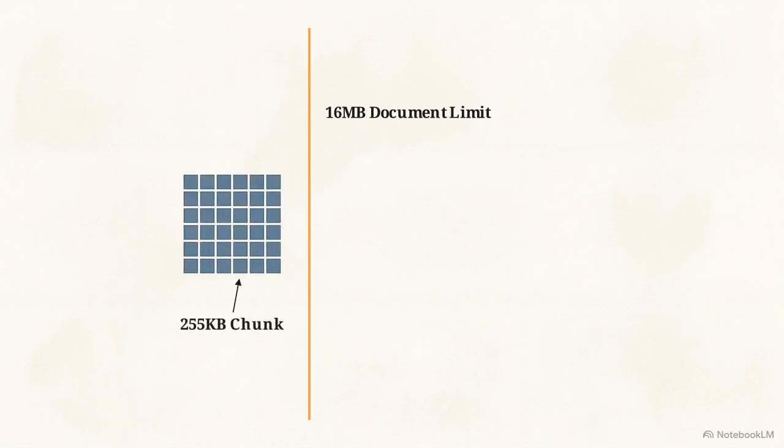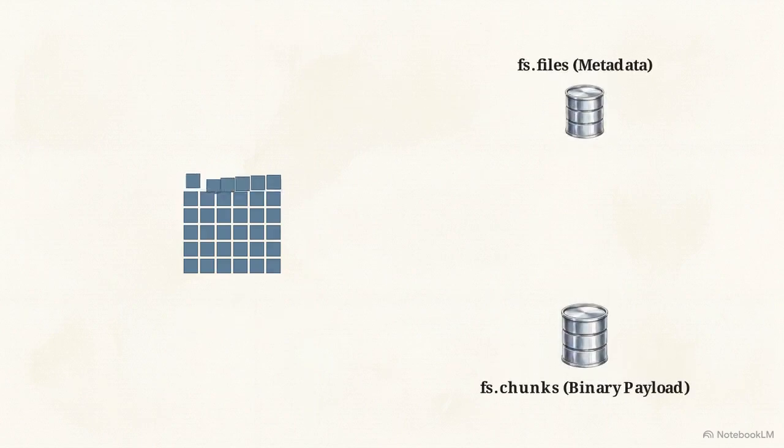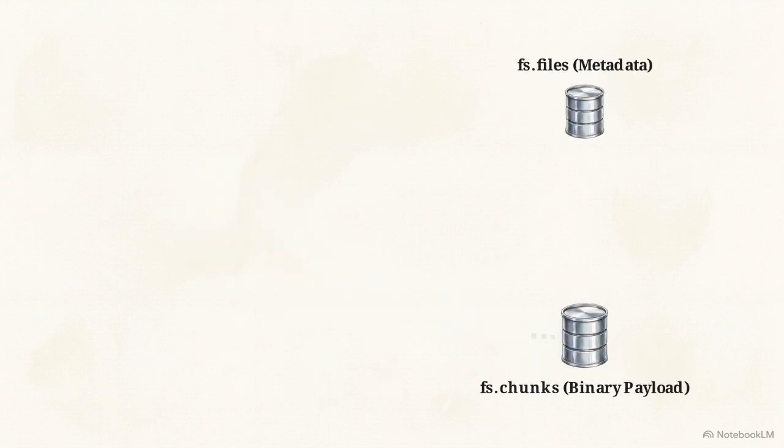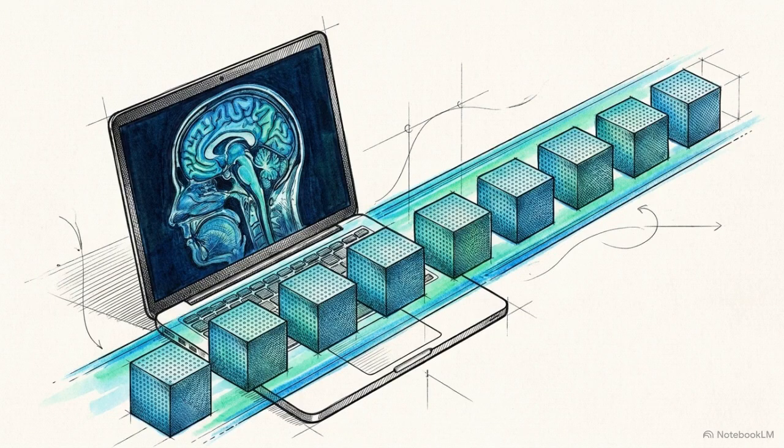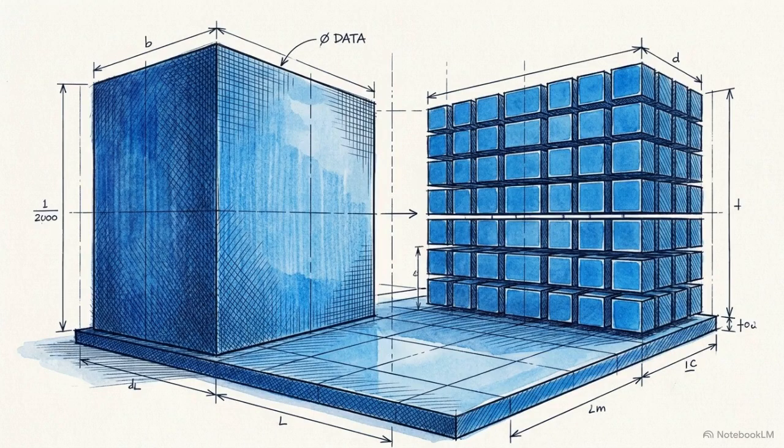The 50-megabyte file is systematically fractured into manageable 255 kilobyte chunks. The system organizes these across two collections. fs.files handles only metadata, while fs.chunks stores the sequential binary payloads, linking each block back via a unique ID. This dual collection architecture allows the database to stream massive media files sequentially without loading the entire object into memory. GridFS bypasses file size constraints by mapping a monolithic binary object to a distributed collection of manageable data chunks.